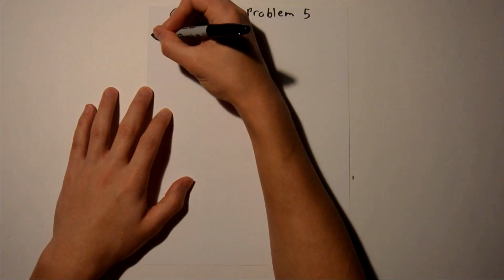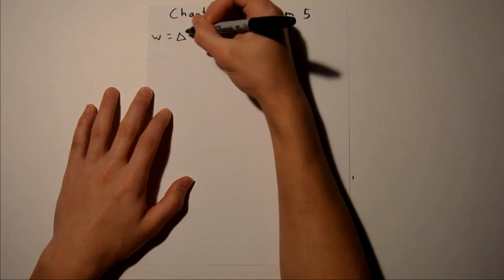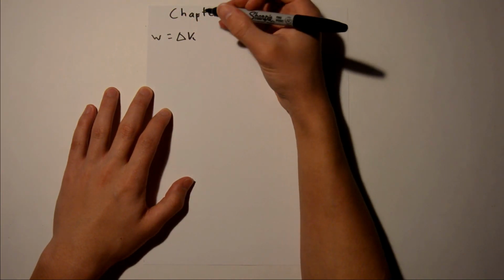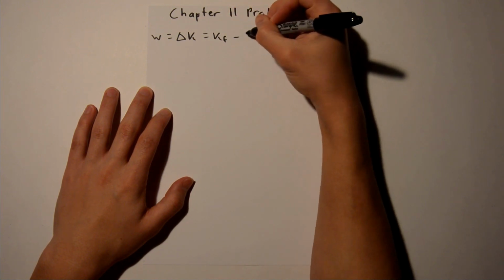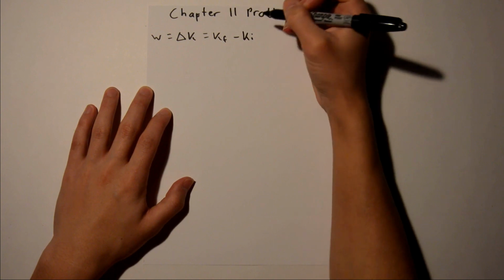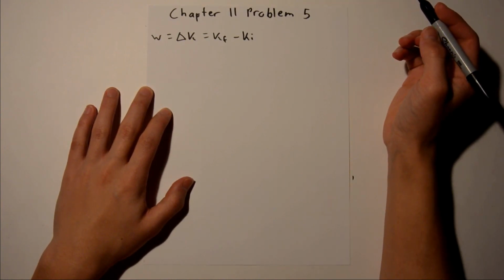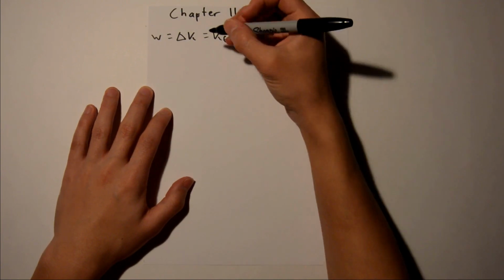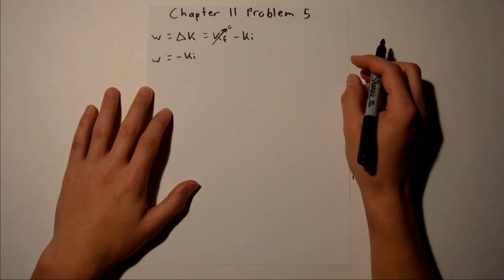So we know that work is equal to the change in kinetic energy, which is equal to the final kinetic energy minus the initial kinetic energy. And since our hoop is coming to a stop, it will not have any final velocity. Its final velocity will be 0, which means that the final kinetic energy will also be 0. So work is going to be equal to the negative of the initial kinetic energy.